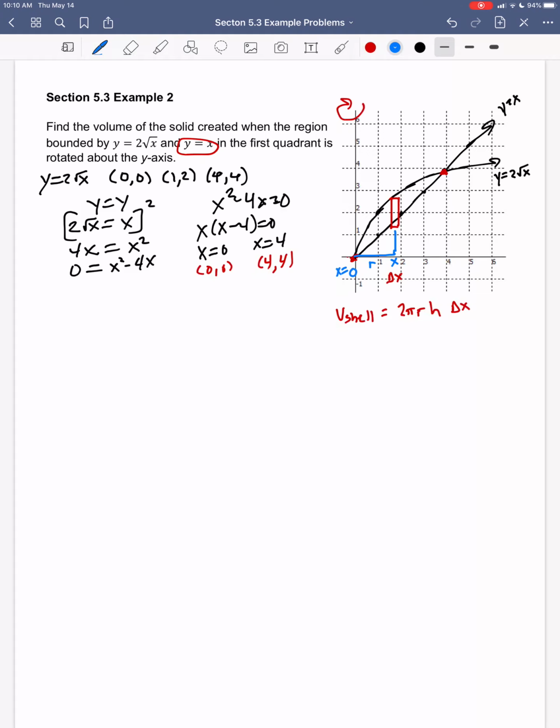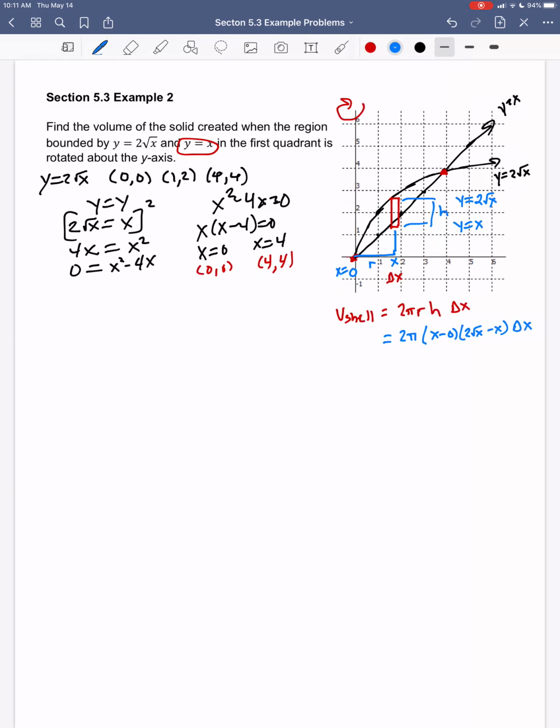For the height, that's going to be this distance. The top is the square root function, 2 square root of x, and the bottom is the linear function, so y equals x at the bottom. So the volume of my shell, my radius is going to be x minus 0. My height is going to be 2 square root of x minus x, and then I have delta x.